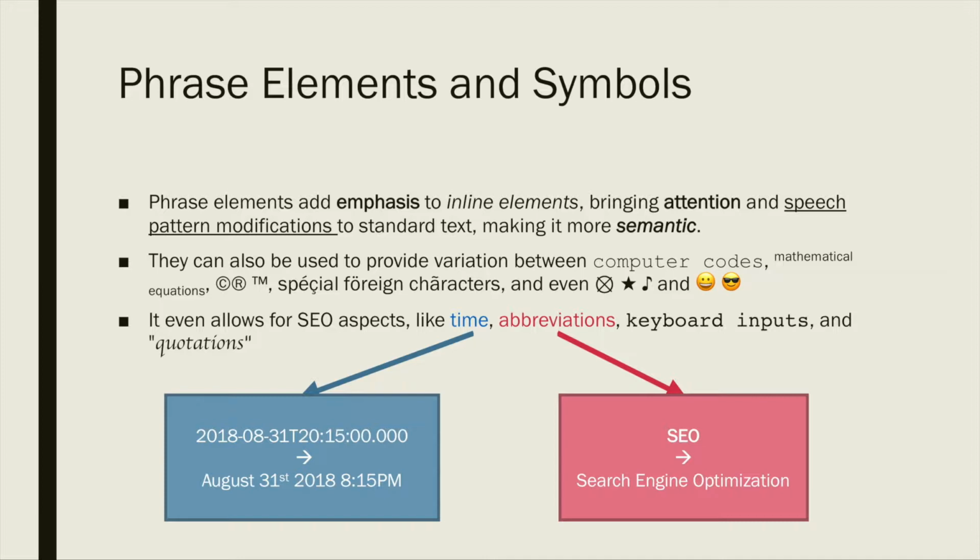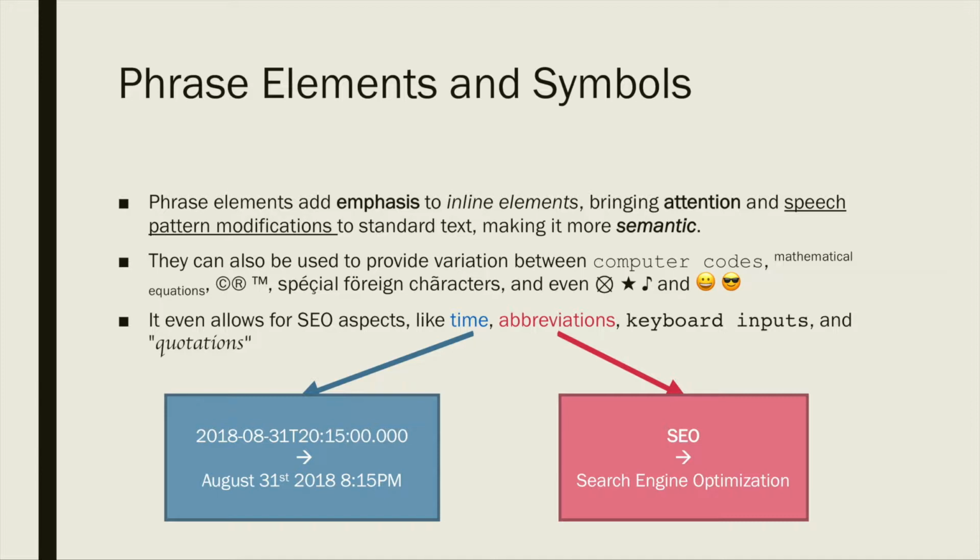speech processing software. On top of that, you can see in the second area we have items that are modified in font, modified in spacing and placement, along with symbols, foreign characters, and even special characters. Below that, we also have the SEO aspects, so that search engines can tell what the difference is between a certain time, an abbreviation, or even what inputs and quotations are on the page.